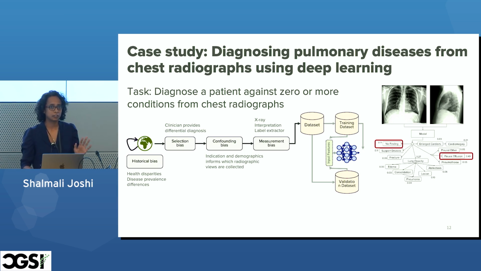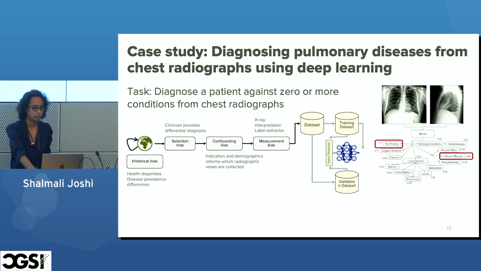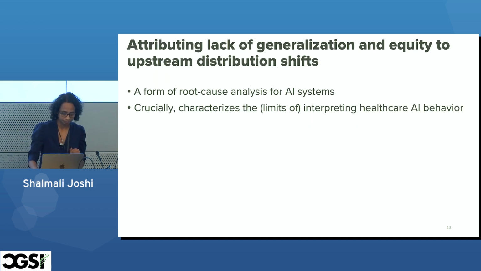So this is the high-level case study. Now I'm going to tell you the method that we're going to use, and then we're going to come back to the case study and interpret some of the disparities in these two particular labels.